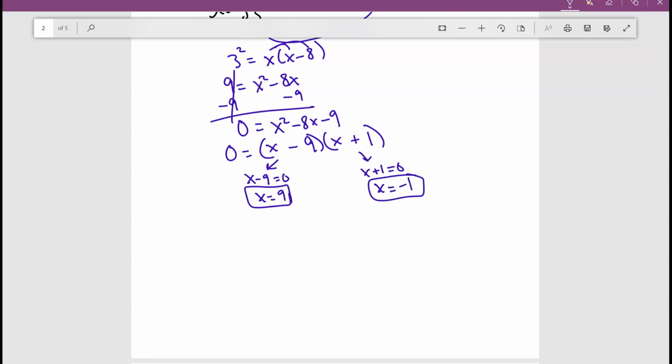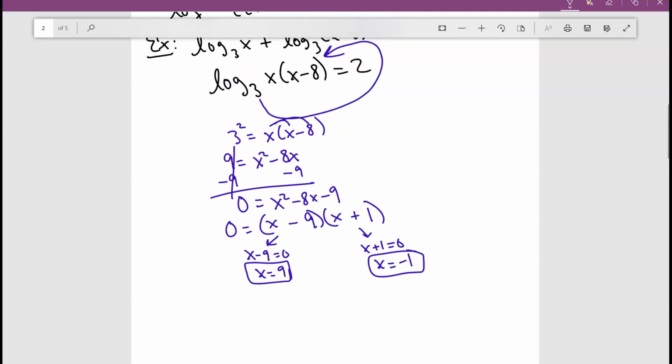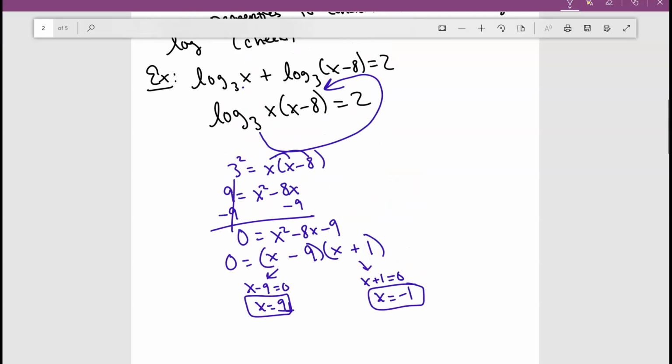Okay, now are both of these going to be solutions? Well, let's just double check. Let's plug in the 9. So when I plug in the 9 here, this is positive. This is good. I'm going to plug in the 9 here. 9 minus 8, this is positive. It's still good. Now what happens when I plug in this negative 1? Well, when I plug in the negative 1 here, oh, this is negative.